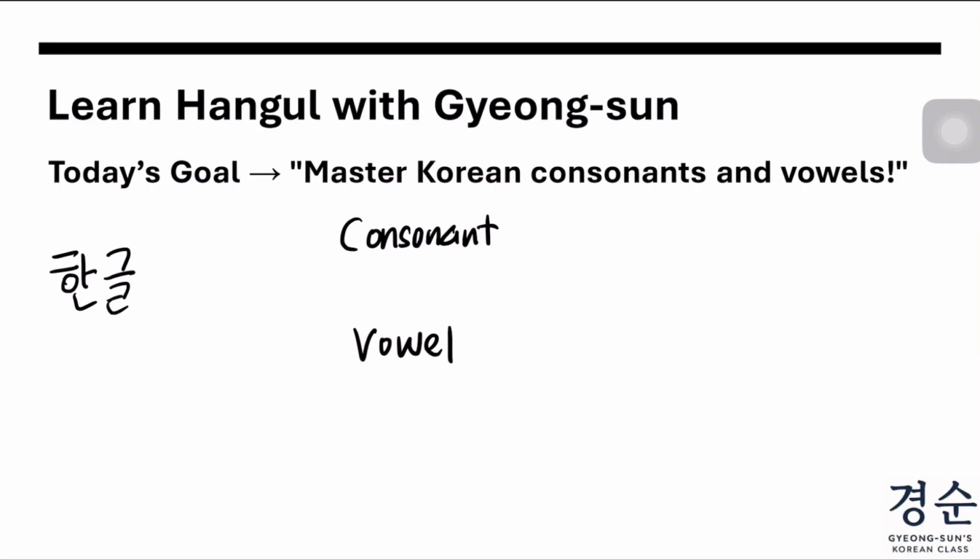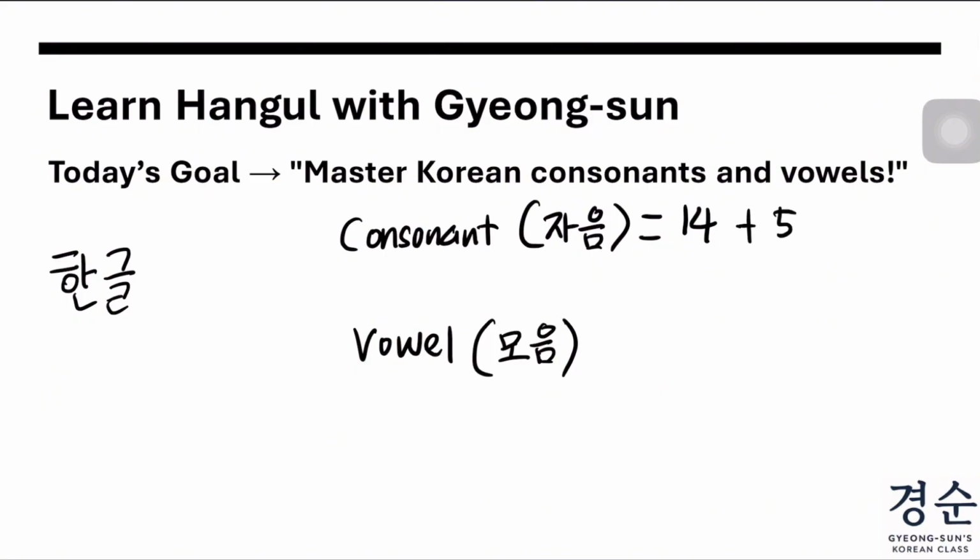Consonant is also known as 자음 in Korean. And for vowel, it's called 모음 in Korean. So, there are 14 basic consonants plus 5 double consonants, so that gives 19 consonants. Whereas for vowels, there are 10 simple vowels plus 11 compound vowels, so that gives 21 vowels in total.